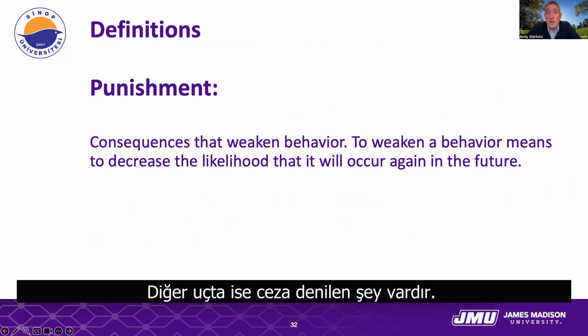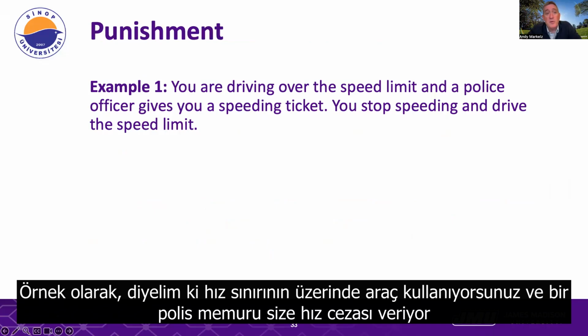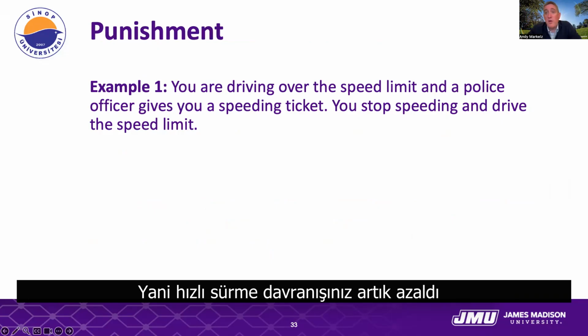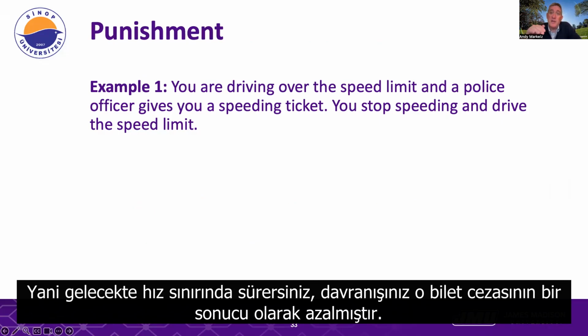On the flip end is called punishment. It's a consequence that is designed to weaken or decrease a behavior. So as an example, let's say you're driving over the speed limit and a police officer gives you a speeding ticket. You get pulled over, you get a speeding ticket, you stop speeding and drive the speed limit. So your behavior of driving fast is now decreased because the punishment was a speeding ticket and you don't want to pay speeding tickets. So in the future, you drive the speed limit, your behavior has decreased as a result of that punishment of the ticket.